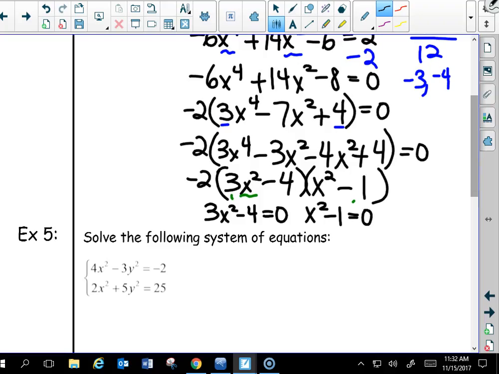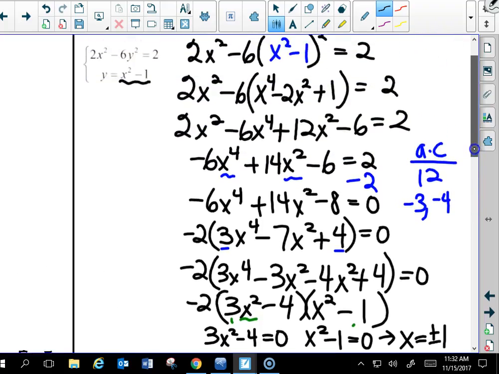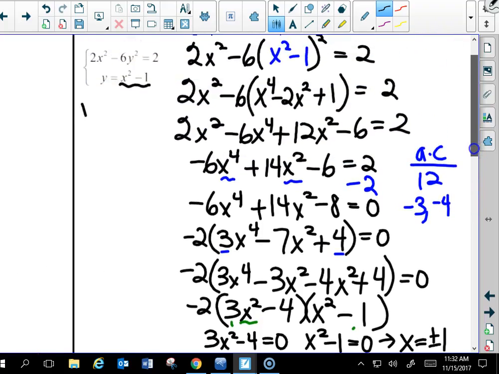That's a difference of two squares. That's going to lead to x equals plus or minus 1. And with the 3x squared minus 4, I'm going to need to do some math. So let's give me some room here. X squared minus 1 leads to the zeros, x equals plus or minus 1.